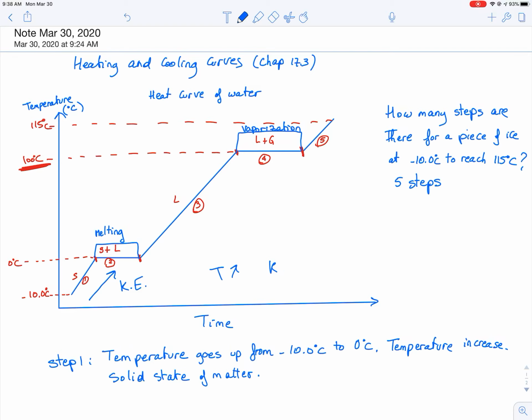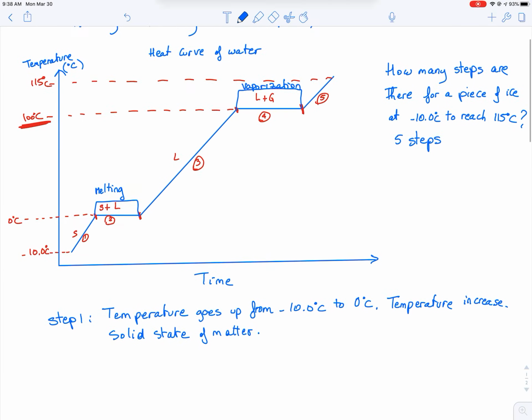What is this energy used for? Well, this energy is used for breaking down the intermolecular forces a little bit. So the temperature increase here brings the temperature from negative 10 degrees Celsius to 0 Celsius. So it's warming up my ice, okay?